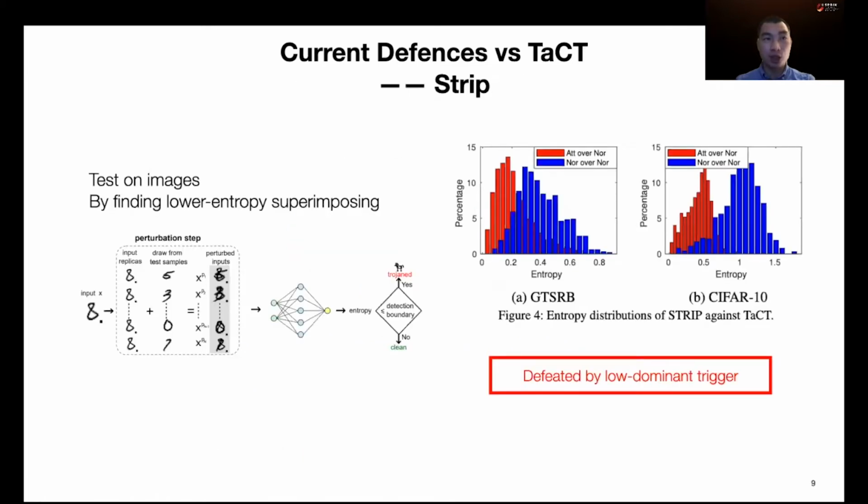The third one is STRIP. It tests every image and checks whether superimposing an image on some other images will still mislead the neural network to produce a confident classification result with low entropy. The low-dominance trigger of our TaCT makes significant overlap between the entropies of normal images and trigger-carrying images. Thus, STRIP can hardly distinguish trigger-carrying images from normal ones.